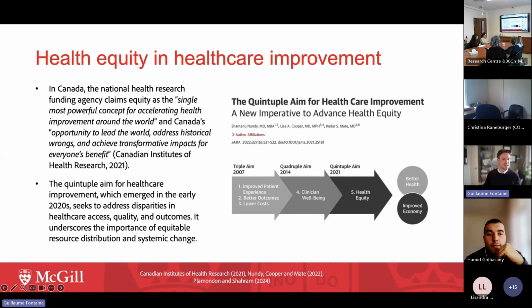And this has been reflected in multiple documents, for instance, from the Canadian Institutes of Health Research, that mention that equity is the single most powerful concept for accelerating health improvement around the world, and it is an opportunity to lead for us.